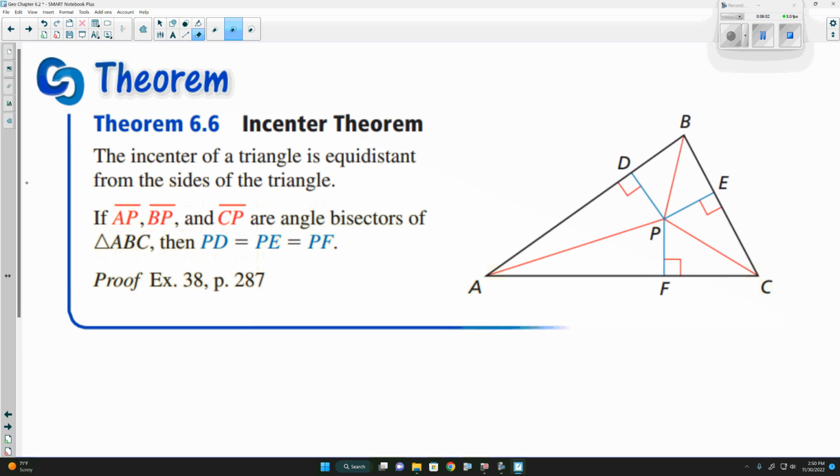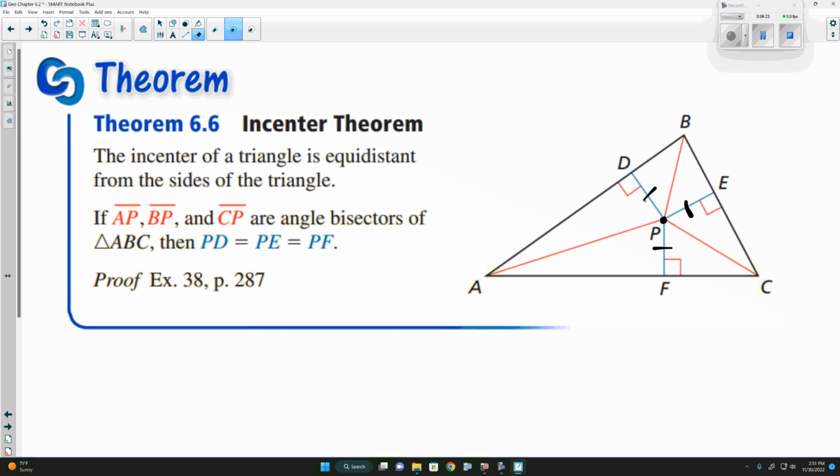Incenter. The incenter of a triangle is equidistant from the sides. So if we're talking about an incenter, point P here is the incenter. So that means the distance from it to the sides of the triangle are congruent. Circumcenter is from that point to the angles. Incenter is from the point to the sides.